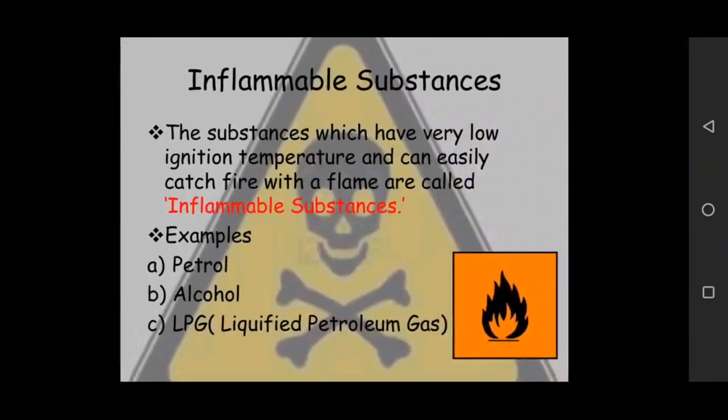Now next comes inflammable substances. The substances that have very low ignition temperature are called inflammable substances, and because they have very low ignition temperature, they catch fire very easily with a flame. Example: petrol, alcohol and LPG, that is liquefied petroleum gas. These are all examples of inflammable substances.